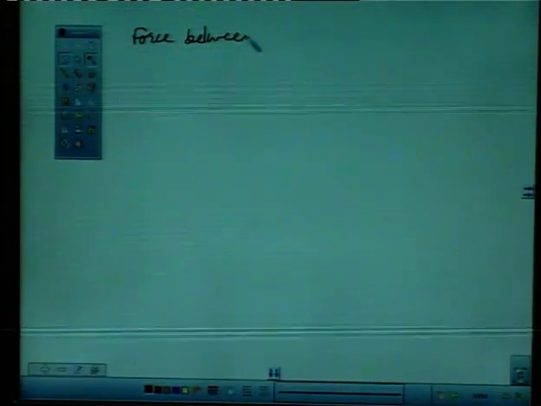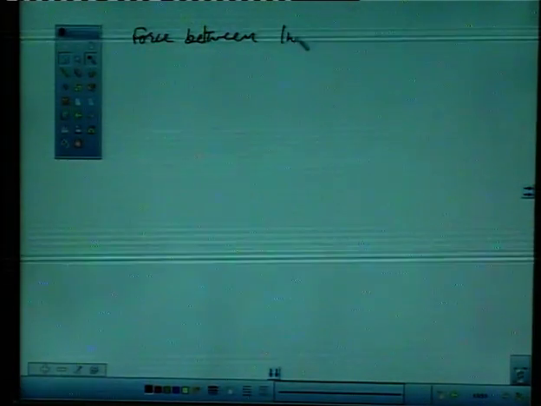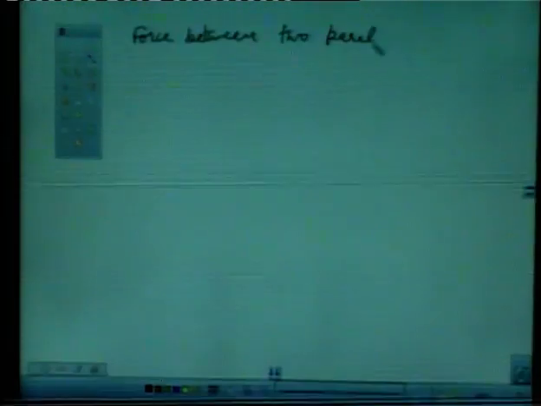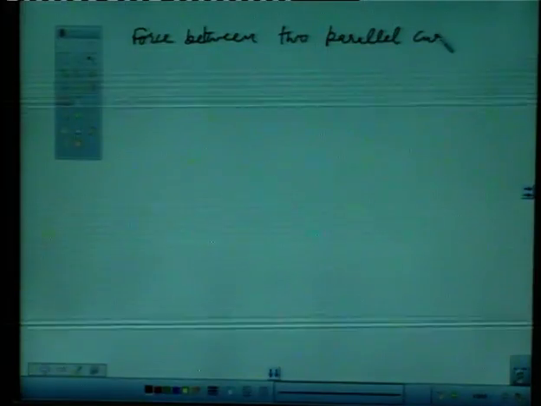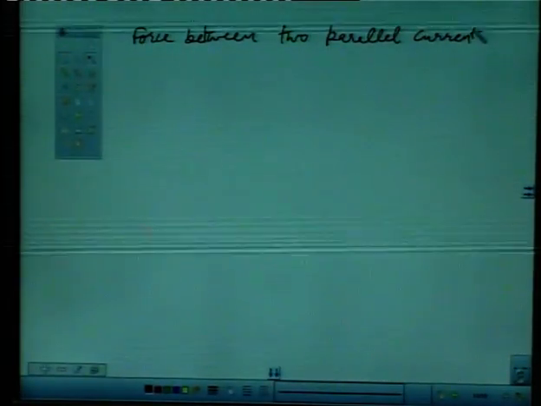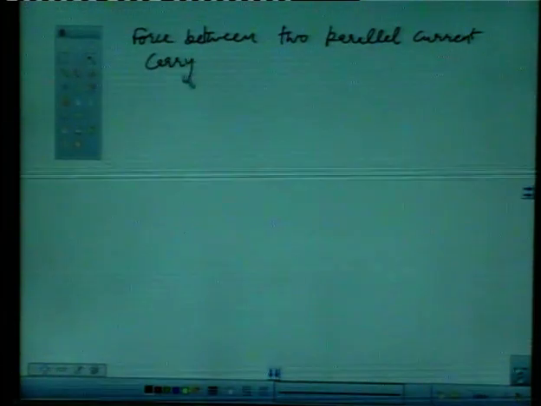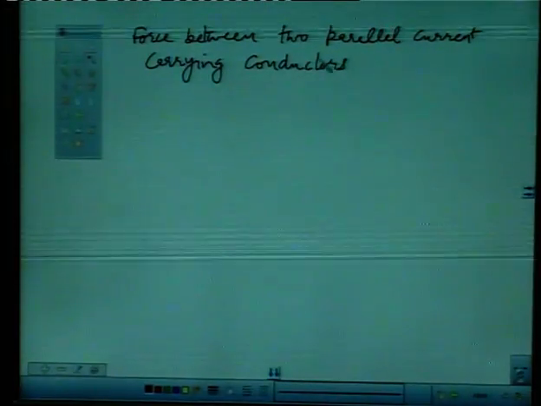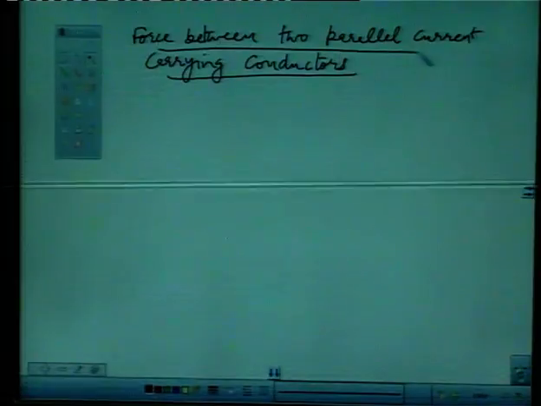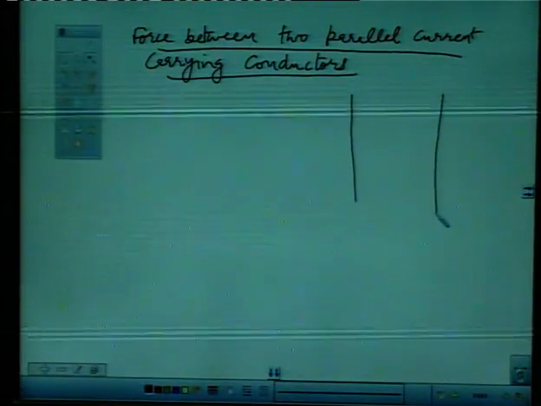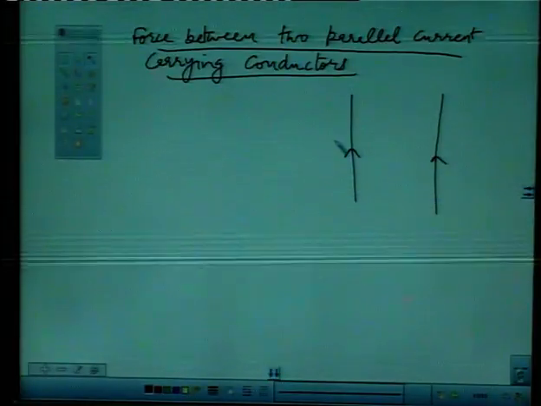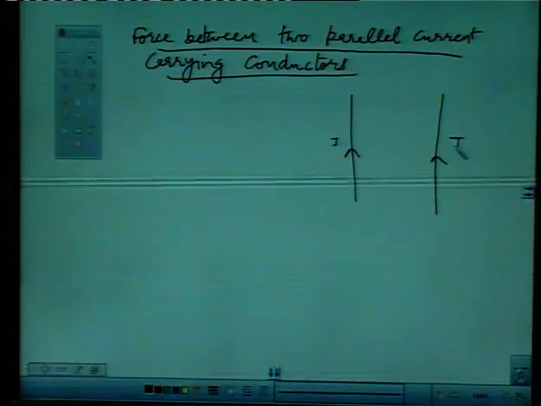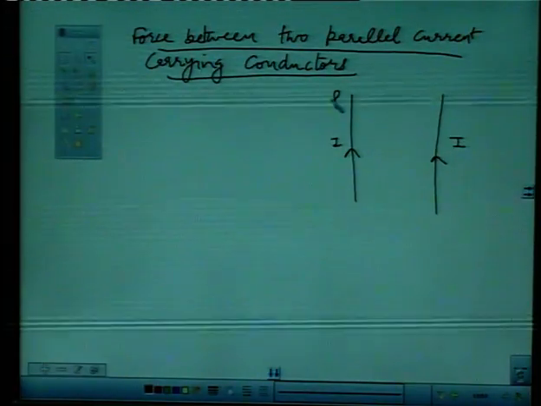Now, the next topic is force between two parallel current carrying conductors. Now we have two conductors which are parallel to each other and both are having the current I. This is conductor P and this is conductor Q.